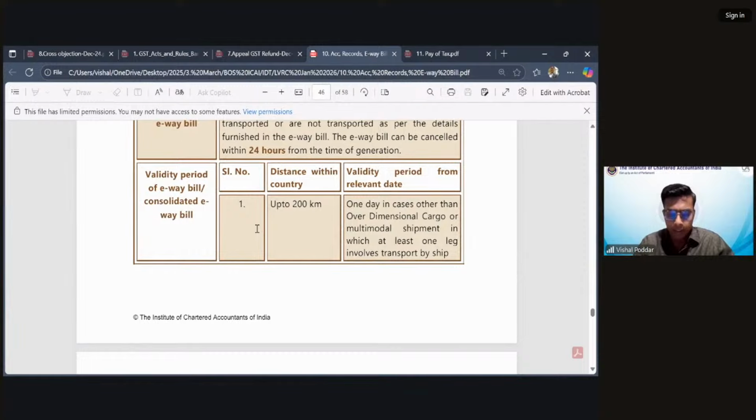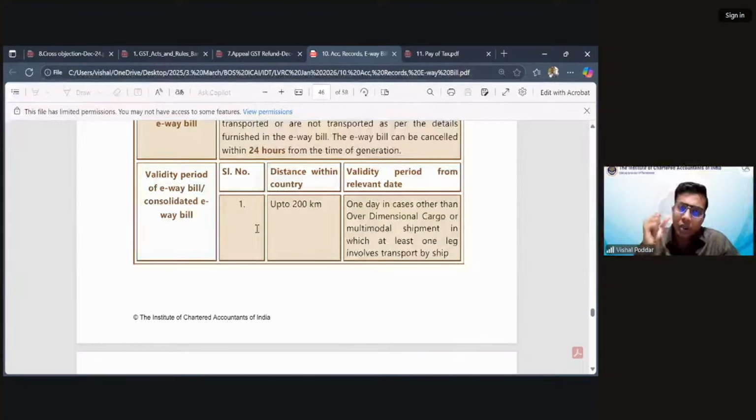Now, the most important part. This e-way bill will have a validity period, which means after the e-way bill is fully generated, the transport should be completed within the specified timeline. What is the specified timeline? Where the distance is up to 200 kilometers and the transport is not done in a large size truck, which is called over dimensional cargo, then the validity given is 1 day for 200 kilometers. So for every 200 kilometers, the validity is 1 day. That is, the transport should be completed in 1 day.